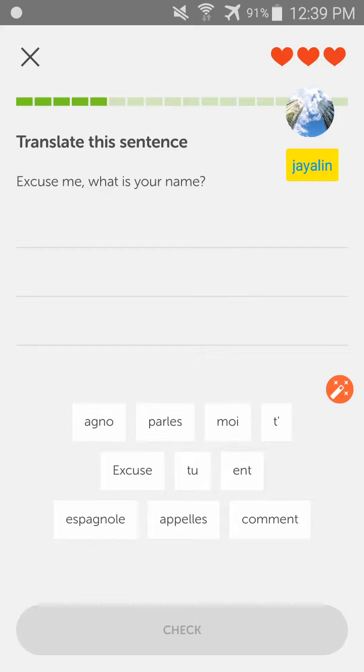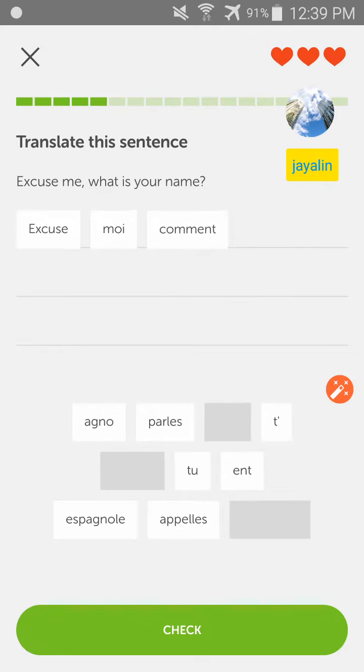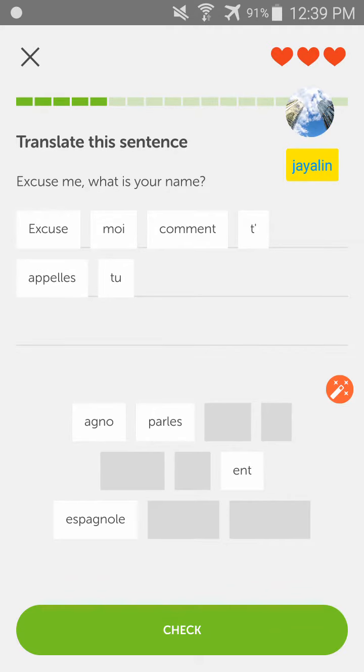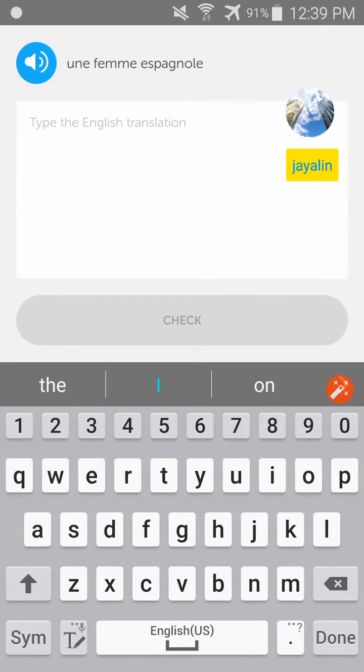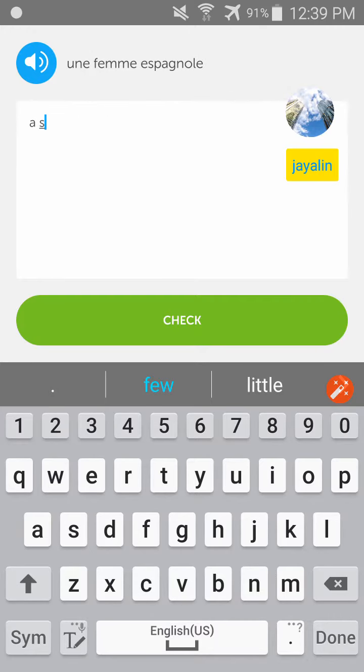Excuse me, what is your name? Excuse-moi, comment t'appelles-tu? Une femme espagnole. A Spanish woman. You see, every time we use a feminine word, it ends with an e, like in this one, espagnole, because we need to make it feminine because we're talking about a girl, a woman, une femme espagnole.